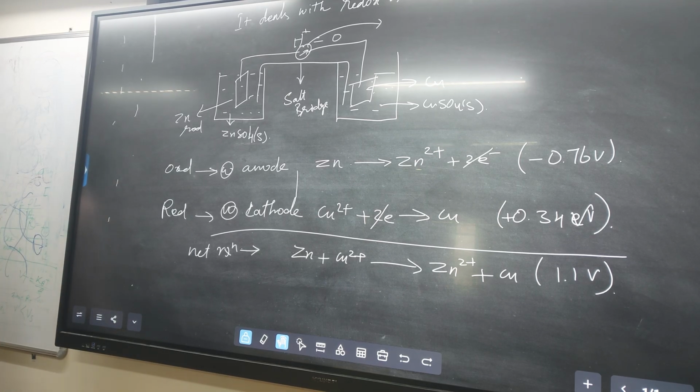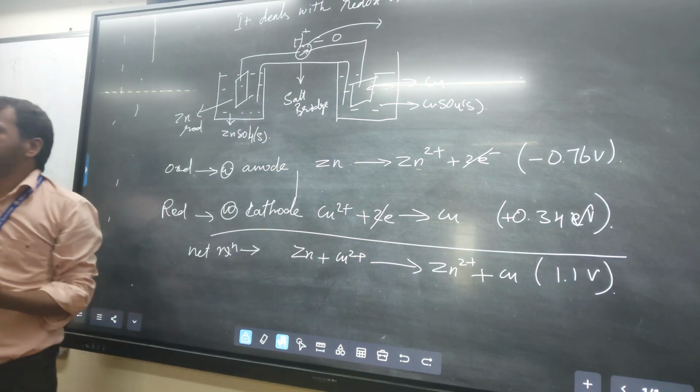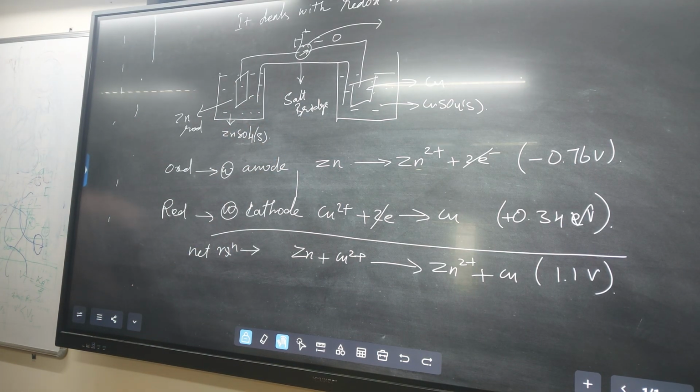So here, what happened? The two half cells we connect to each other, and we get one cell setup. The individual cell potential we should not calculate, or we cannot get the individual cell potential. We connected one half cell with the standard hydrogen electrode. Then we find the reduction potential value of the second half cell. That's why the table gives everything with respect to the standard hydrogen electrode.